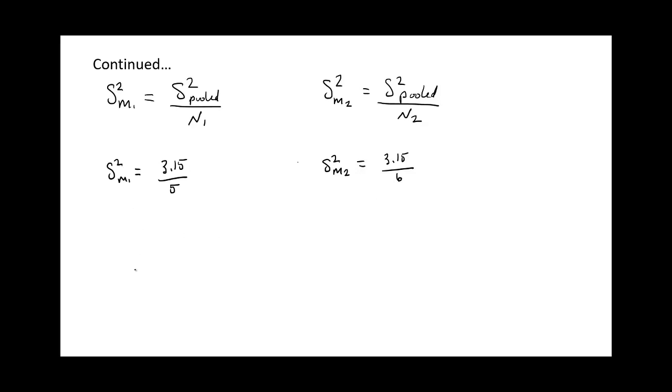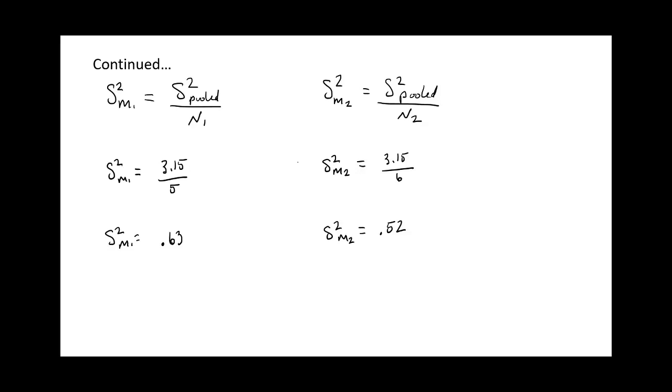And then, bouncing back and forth a little bit, the estimated population variance for the distribution of means for group number 1 is equal to 3.15 divided by 5, which is equal to 0.63. And for group number 2, the estimated population variance of the distribution of means is equal to 0.52. So this is the estimate of the population variance of distribution of means for each group.